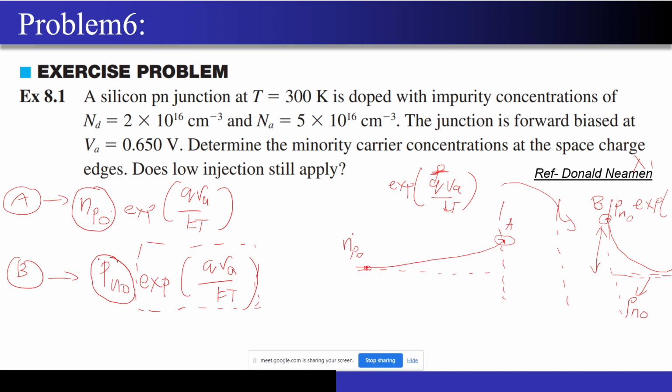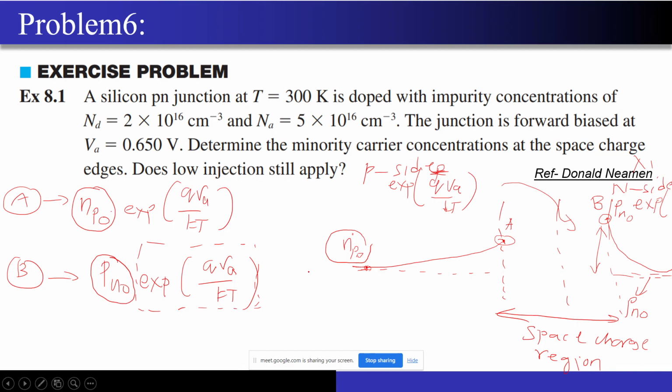So can any one of you please guide me on how to find these values? This is nothing but the equilibrium concentration far away from this space charge region. This is my space charge region, right? I will just write it, space charge region, and this Np naught that you are seeing over here is nothing but the equilibrium concentration of electrons present on the P side. This is my P side, and this was my N side. So can any one of you please help me calculate this Np naught value?